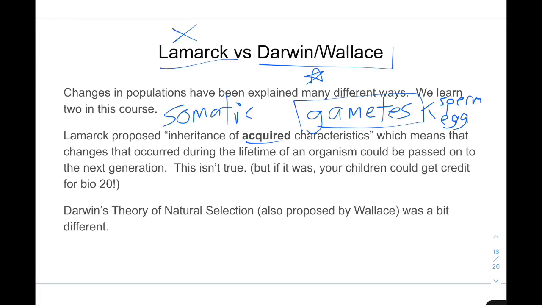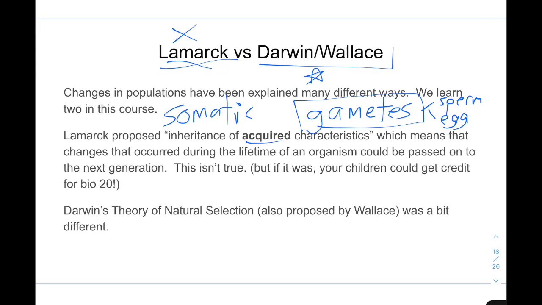Darwin didn't know this. Lamarck didn't know this. Wallace didn't know this. Nobody knew it for a long time yet. But the only thing that actually gets transmitted from generation to generation is the DNA that's in the gametes. So only changes to the gametes can affect the next generation.